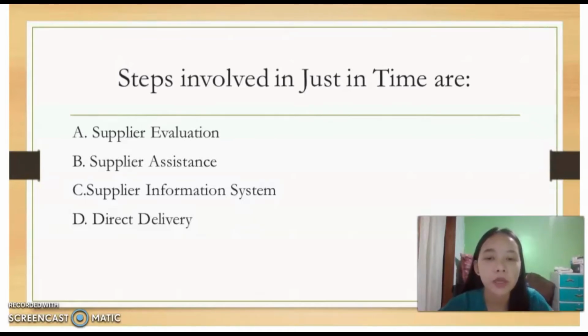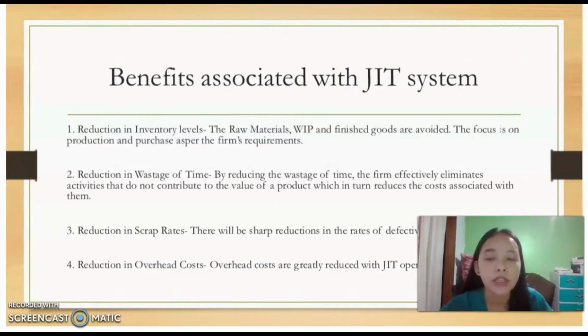First, supplier evaluation. It refers to evaluating the process. Second, supplier assistance. It helps a company improve by providing good assistance. Third, supplier information system. The firm should communicate with the suppliers to know what parts should be delivered. Lastly, direct delivery. It is common for all. Delivering the product is a must. And the next one will be the benefits associated with the JIT system.